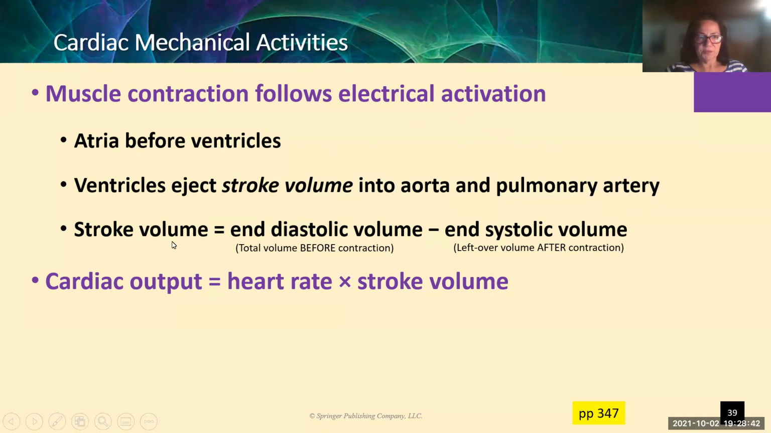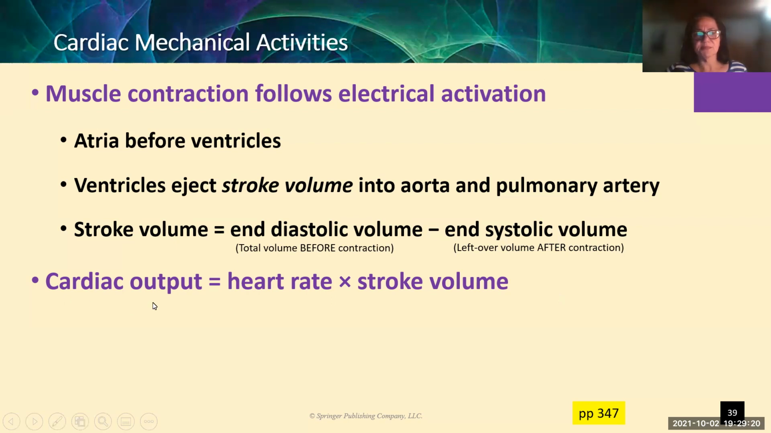The stroke volume, how much comes out of the ventricles, is going to be the difference between the full volume, the end diastolic volume, that's the total volume before the heart contracts, and then take away from that whatever's left over. That's going to be the end systolic volume. So the leftover volume after contraction. There's some stuff still left in the ventricle. And so you have the total volume minus the stuff that got left behind. That's the stroke volume, the stuff that actually leaves the heart.